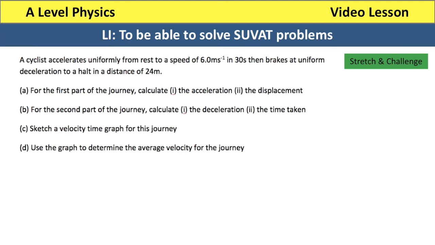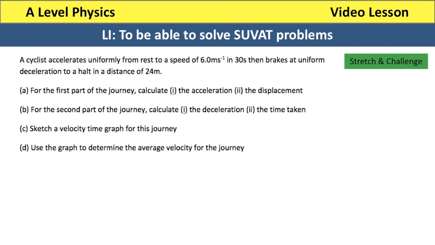Now we're on to the stretch and challenge questions. These ones will probably have taken you a little bit longer. It says a cyclist accelerates uniformly from rest to a speed of 6 meters per second in 30 seconds and then brakes at a uniform deceleration to a halt in a distance of 24 meters. Although it may not be apparently obvious straight away, we've actually got two distinct parts of this motion. We've got the part where the cyclist is accelerating to 6 meters per second, and then we've got a completely separate section where the cyclist is then braking to a halt. We will have to write Suvat out for those two parts independently of each other.